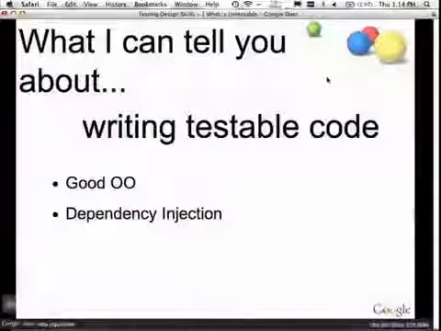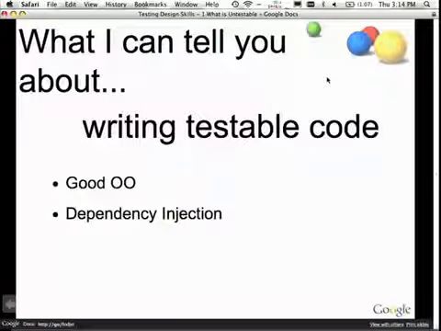So what can I tell you about writing testable code? Well, it turns out we can talk about what good OO is and how it helps testing, and we're going to delve into this a little bit. We can also talk about something we call dependency injection. Sometimes I feel like with dependency injection, I'm selling snake oil because it fixes so many things. But it does actually work.